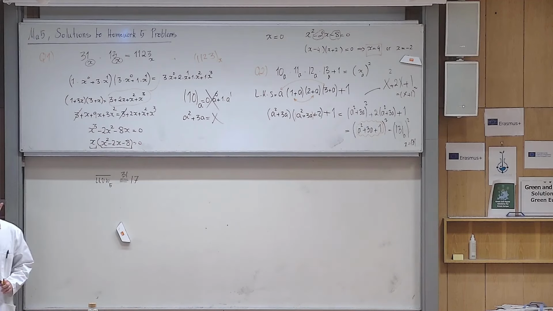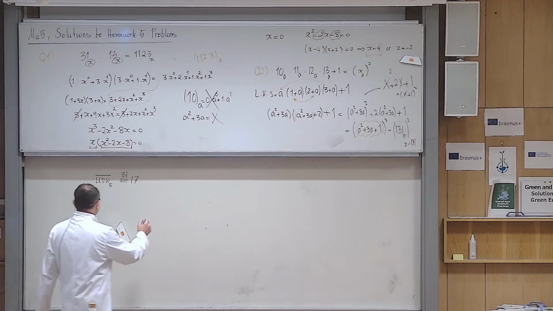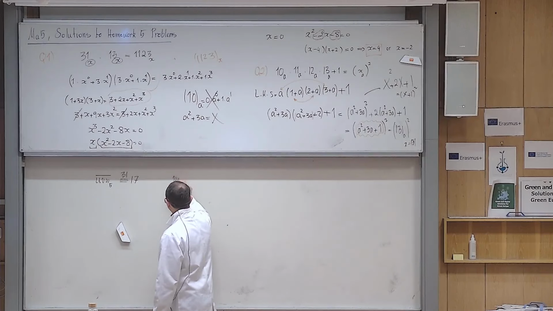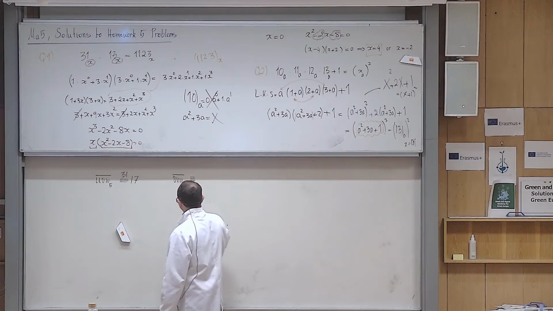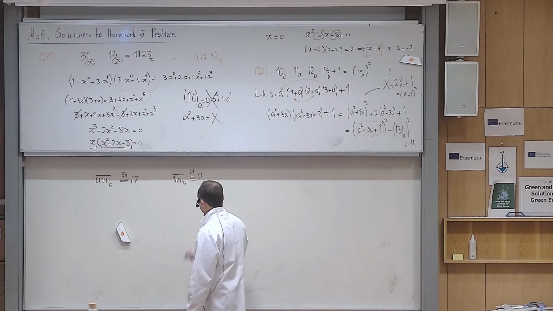Let us again translate what is wanted. The remainder of vwu to the same base 5 divided by 31 is wanted. So what does it mean? It means they are asking about vwu to the base 5. They want you to answer this question: if you simplify this number to the same modulus, what will be the answer?